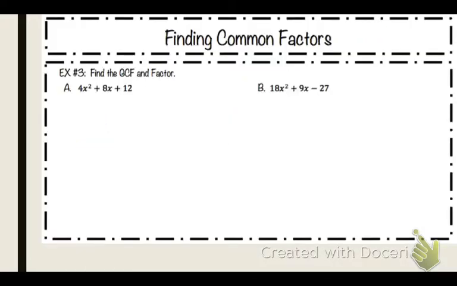So we're going to find the GCF and factor. Okay? So first, we have 4x squared plus 8x plus 12. The GCF here is 4. 4 is the only thing that can go into all three of those terms. So we're going to divide each of those terms by 4. And we end up with x squared plus 2x plus 3. And then where does that 4 go? It just goes out front.